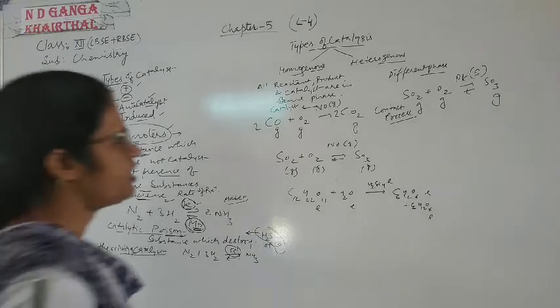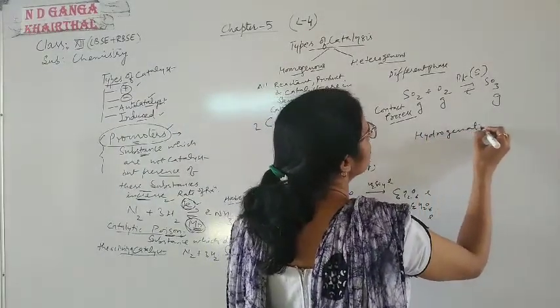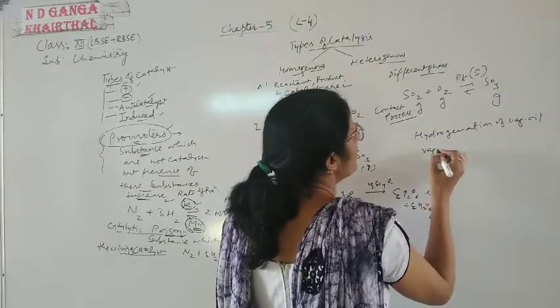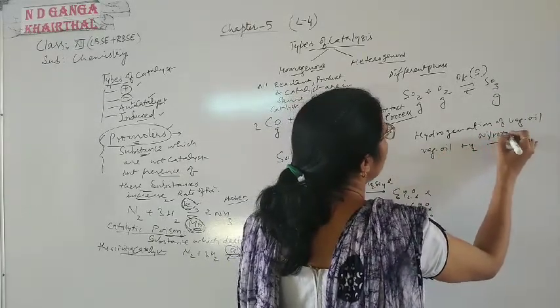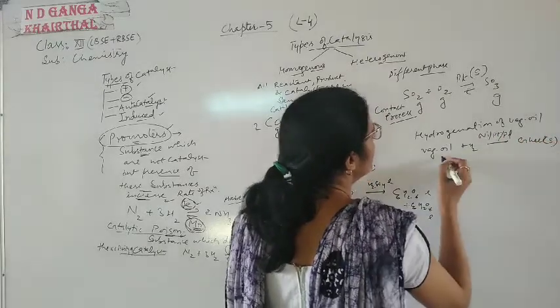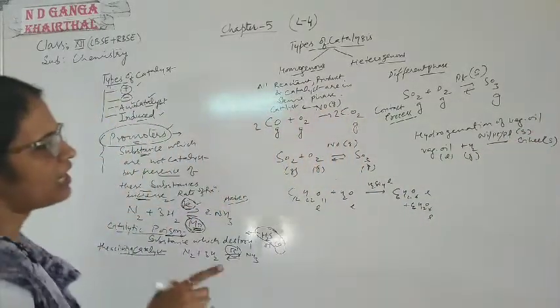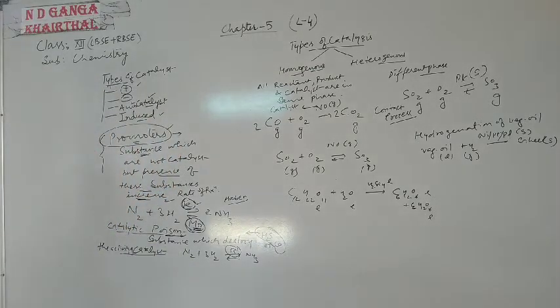Or we can say second is hydrogenation of vegetable oil. You have taken vegetable oil plus hydrogen, with nickel, platinum, palladium, and now you get ghee. That is solid, that is liquid, that is gas, that is solid. So all are in different phases, then it is heterogeneous catalysis, and if they are in the same phase, it is homogeneous catalysis. Clear?